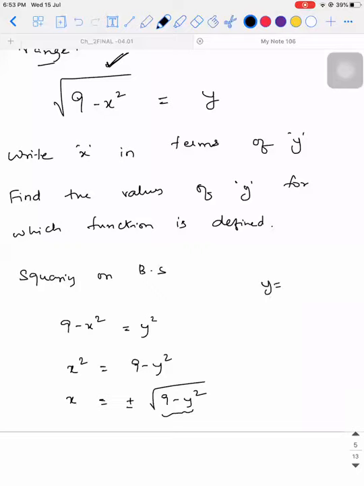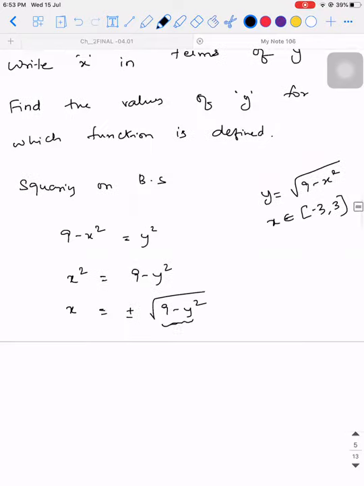See, when the question was y is equal to root of 9 minus x square, what were the values of x that you substituted? Minus 3 to 3. So similarly, what are all the values of y I can substitute so that x is real? Same procedure, man. Same procedure. Just observe this equation. Here it is x, here it is y. That's it.